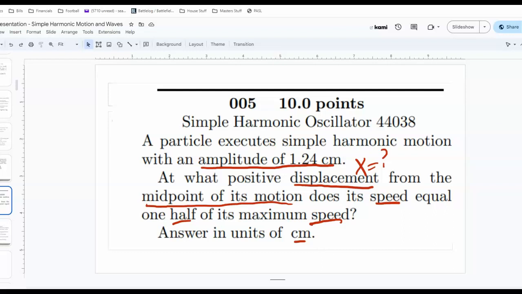Let's pull this over to where I have more space to write. So the amplitude is 1.24 centimeters. I'm just going to write out some stuff that I know has to be true. Anytime you're doing a question in physics that you don't really know how to do, it's always safe to start with what you know has to be true. First, I know that Vmax is equal to A times omega. We talked about that in the last video.